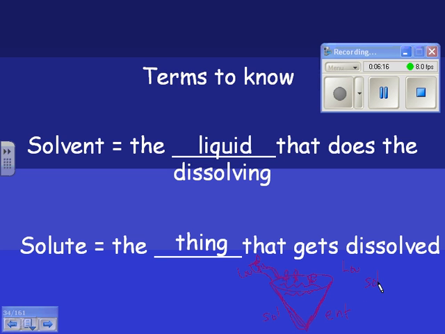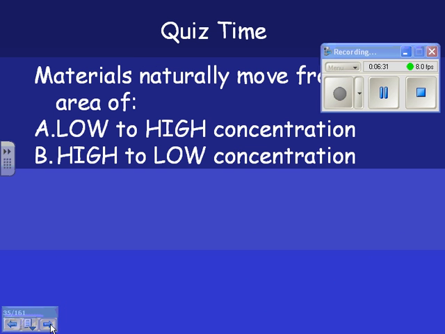So the solute is the stuff, like the sugar or the salt, and the solvent is the water or whatever else something is dissolved in. In biology, it's always going to be water because you are made out of a lot of water.